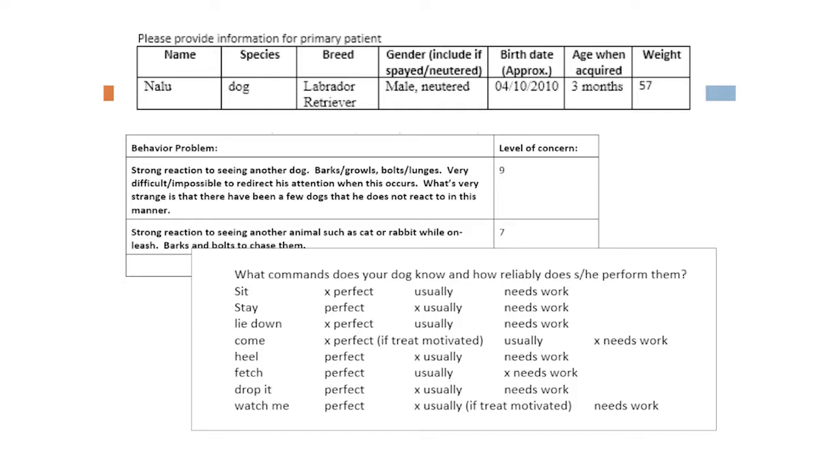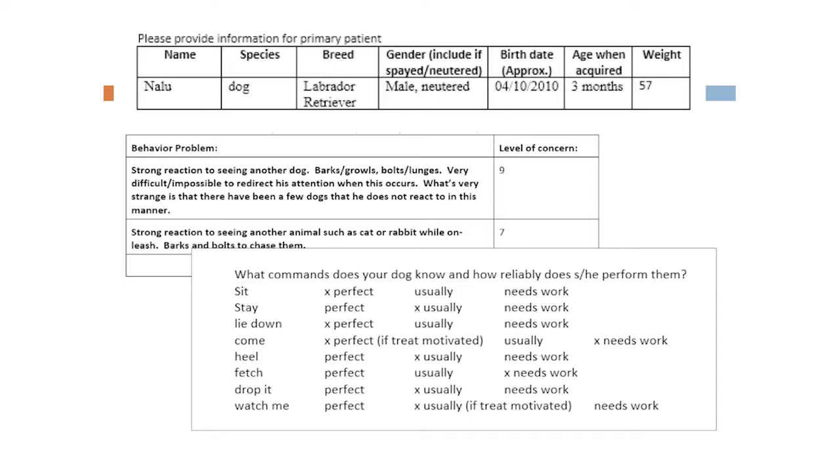Okay, so let's look at Nalu. Nalu, at the time of assessment, which is also relatively recent, is an adult male neutered Labrador. Born in 2010, I just saw him earlier this year, so he's almost 8, 7.5, a 57-pounder. Got him at 3 months, so he's been in the home the whole time. Two problems listed. First one, strong reaction to seeing another dog: barking, growling, bolting, lunging, difficult or impossible to redirect attention when it occurs. Very strange is that there have been a few dogs he doesn't react to. So not 100% consistent, but mostly that's the consistent reaction.